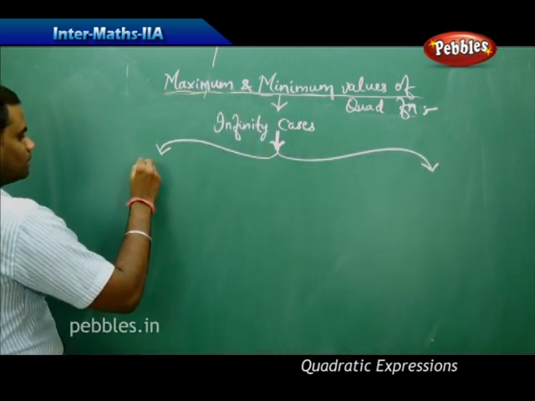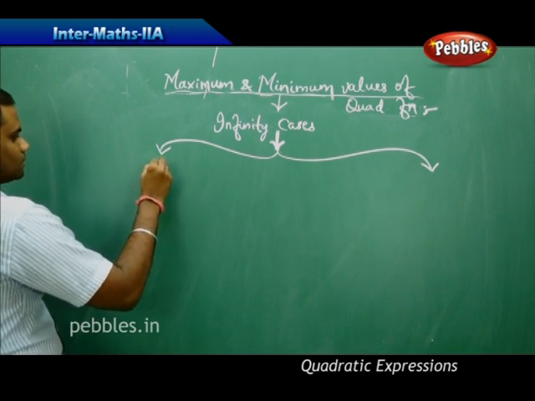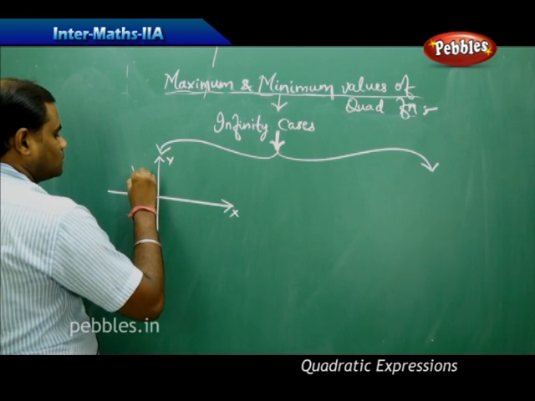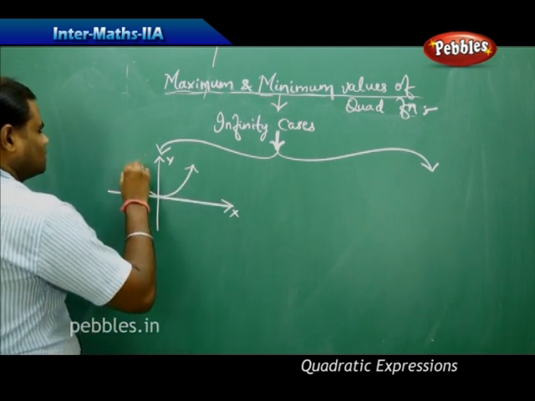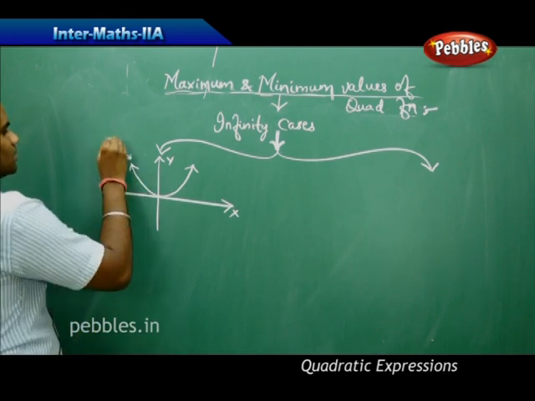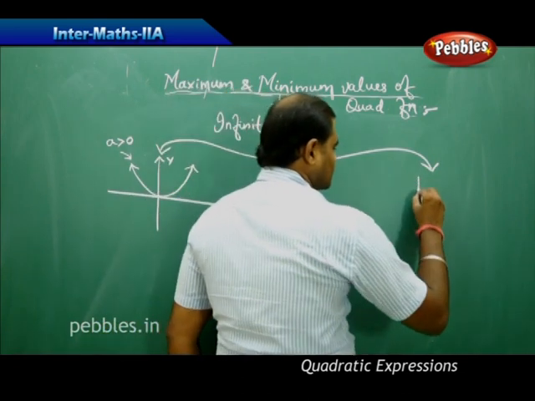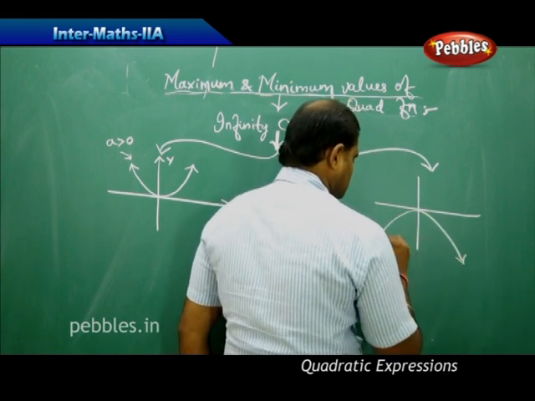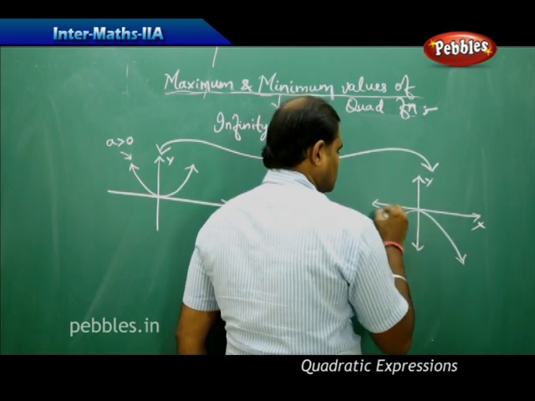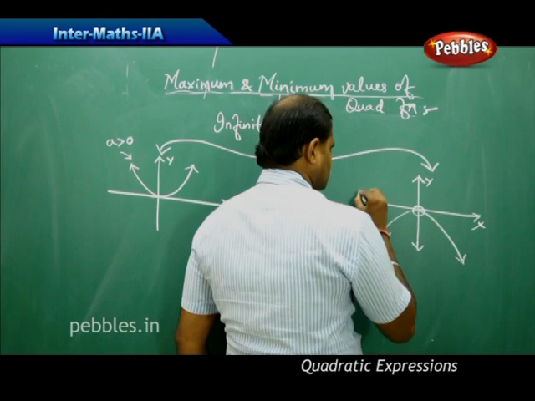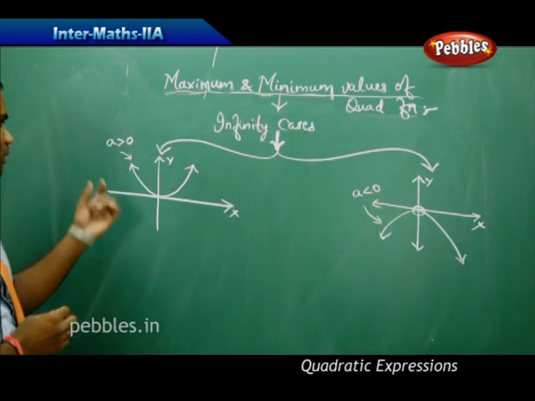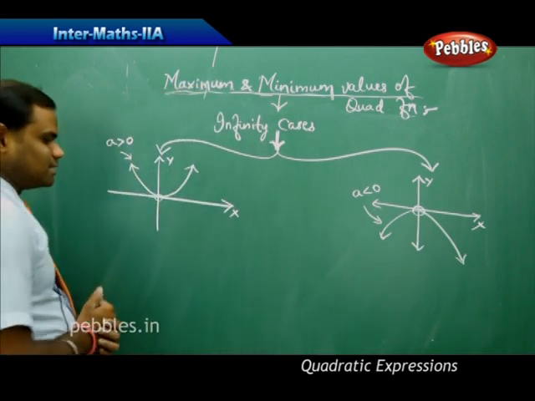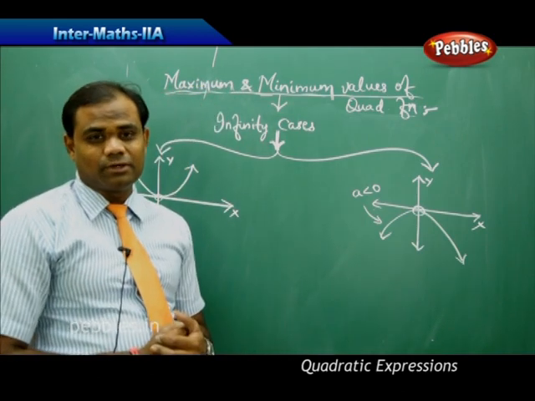One is for an upward parabola. If suppose I take upward, of course in this case a is greater than 0, and in this case I take a less than 0. So these are two cases which I have identified. One is a greater than 0 and the other is a less than 0. So in this case, let's see what happens when x tends to infinity or minus infinity.